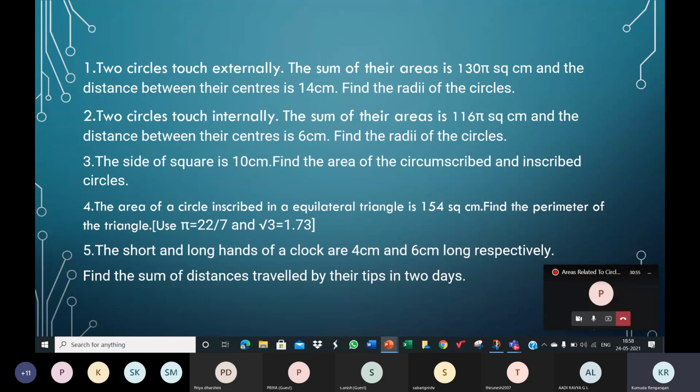Draw two circles so that they touch externally. That's the first thing. Let R1 and R2 be their radii, or you can say small r, capital R. The sum of their areas is given to you, so use this information and create an equation. The distance between their centers is given to you. Use this information also. If you have made the figure, please take a picture and put it on WhatsApp for me.